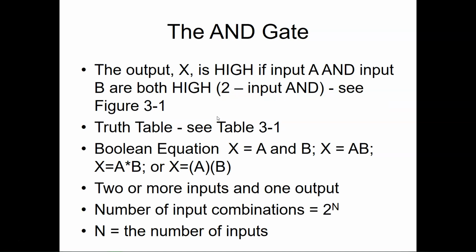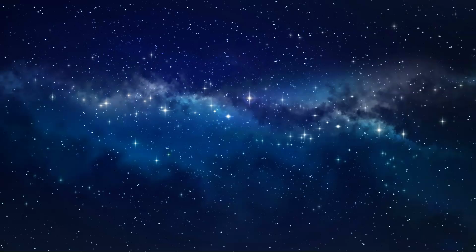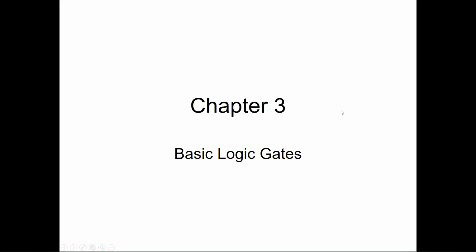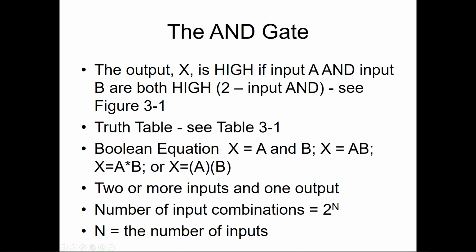So let's talk about the AND gate. Okay, the AND gate. This is where the output X is high if the inputs A and B are both high. So you have to have two inputs minimum to create an output. That is the basics of AND logic. Everybody follow?